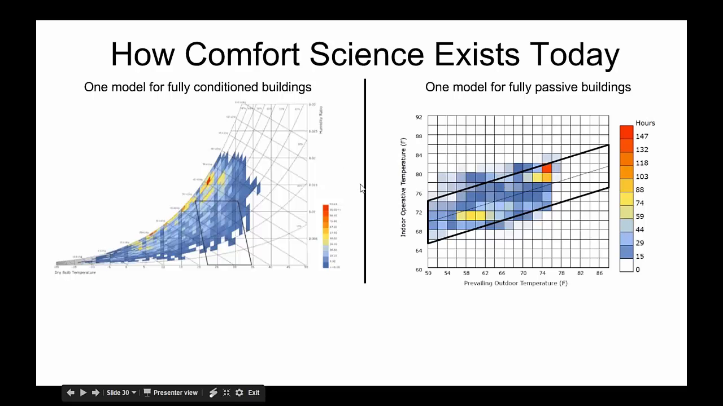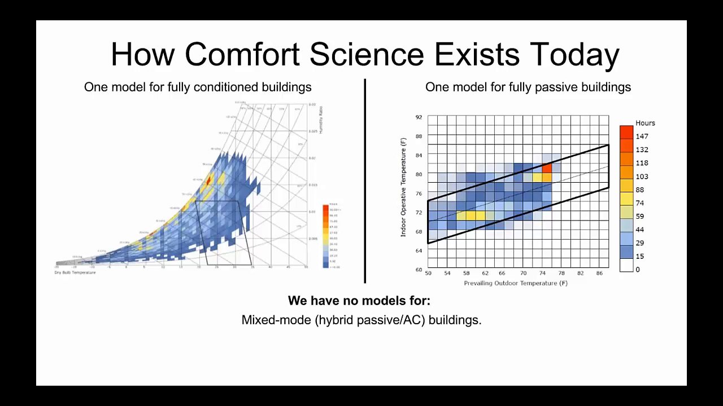And what we have is this really strong division between the two. We don't have anything that really describes the in-between states, which is problematic. And what really ends up happening is that we don't have any comfort models for mixed-mode or hybrid passive buildings, buildings that have both air conditioning and are expected to be naturally ventilated for some time of the year.